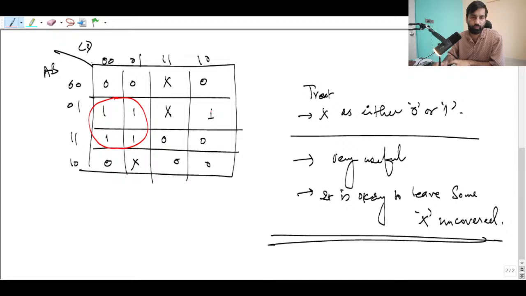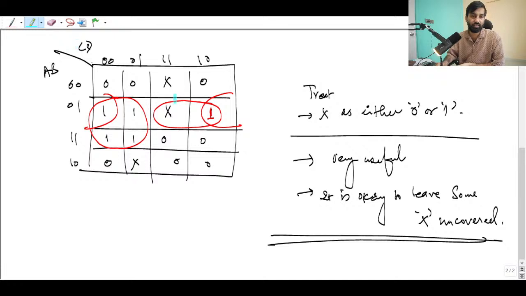We also want to group this one, so either you can group this guy like this, because you can fold them, or you can group like this. So some of the don't cares you can forget about. Understand?